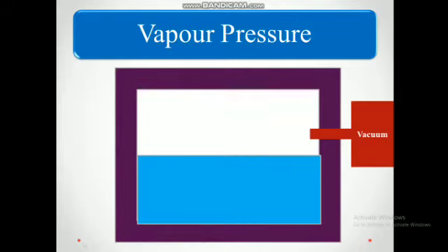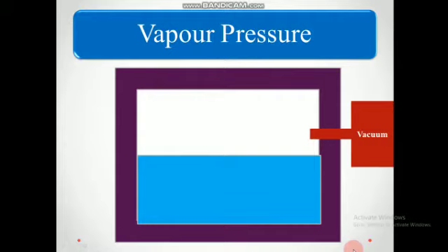Here we have taken a container which we have filled with a liquid and it is connected to a vacuum pump. This vacuum pump is connected so as to remove excess gas present in this area. So the vacuum pump sucks out the gas which is present in excess of the liquid. After the vacuum pump does its process, we have just the liquid inside the container.